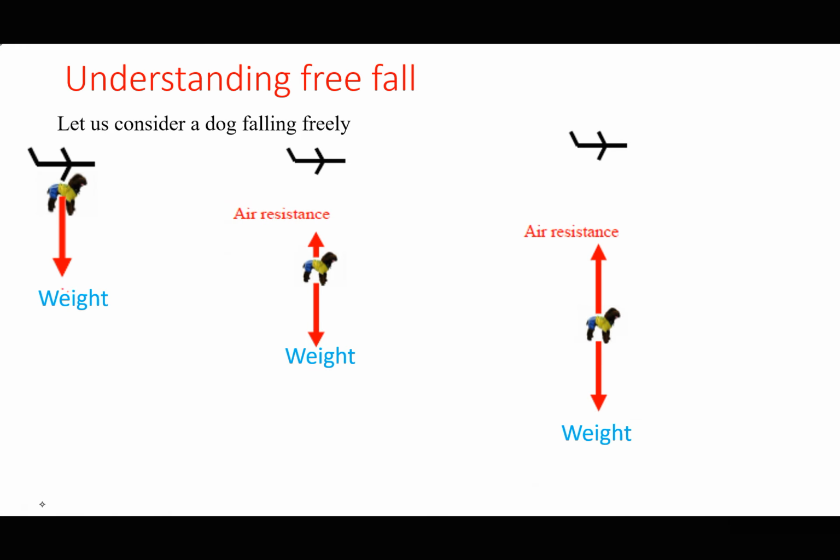Okay, so let's understand free fall in more detail. To understand free fall, we are going to consider a falling object. Let us assume a dog is falling off a plane as illustrated by this diagram here. To start with, the dog is going to be falling slowly. It has not had time for its speed to increase, so its initial speed is 0. Here we are saying the initial speed of the dog is 0 at t = 0.